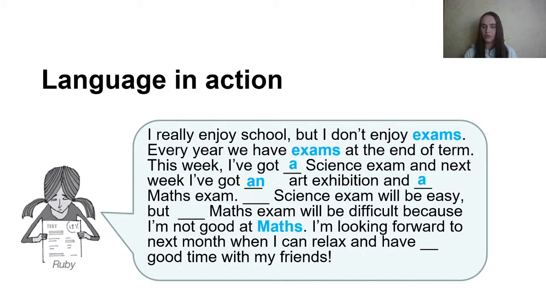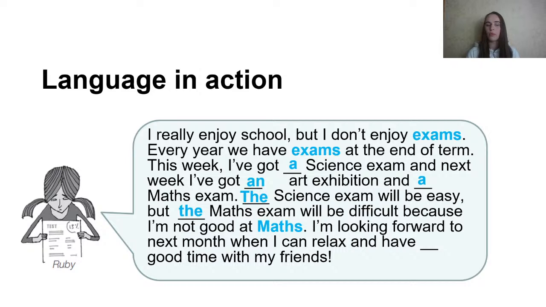What about the next? 4. You say the science exam? That's right, well done. We talk about it for the second time. So the science exam will be easy, but what about the next 5? That's right, but the math exam will be difficult because I'm not good at math. So pay attention. In this next sentence, we talk about science exam and math exam for the second time. So we talk about these particular exams, and that is why we use the definite articles there. The science exam and the math exam.